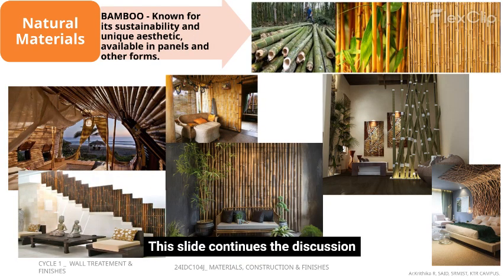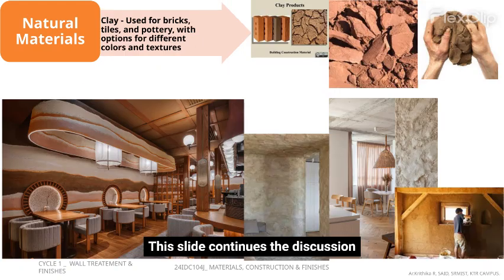This slide continues the discussion of natural materials, focusing on bamboo. Bamboo is known for its sustainability and unique aesthetic, available in panels and other forms. This slide continues with clay. Clay is used for bricks, tiles, and pottery, with options for different colors and textures.